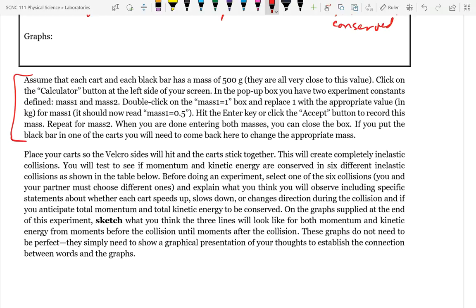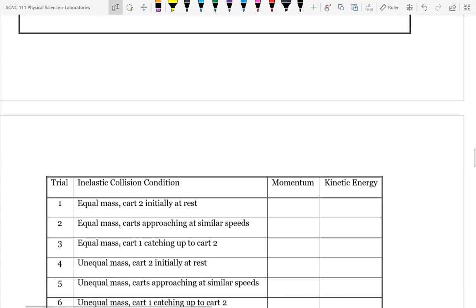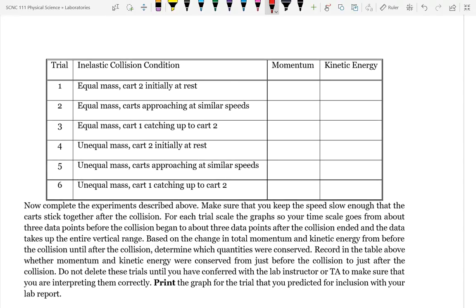Each of us is going to choose one of the 6 experiments we're going to do for inelastic collisions, for collisions where they stick together, to predict what we think is going to happen. So you go to this page, and here's the 6 different trials we're going to do. And we have to choose different ones. So I'm just going to say, okay, Richard chooses this one. And Alex chooses this one. They have to be different ones.